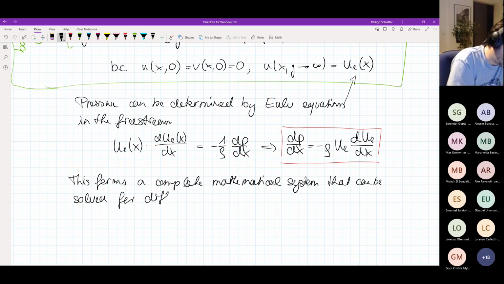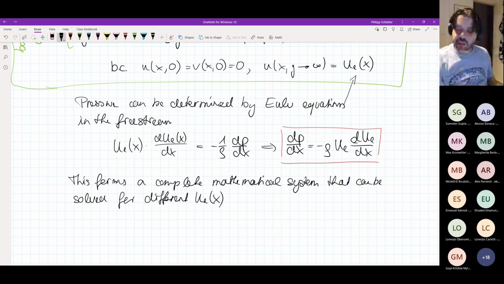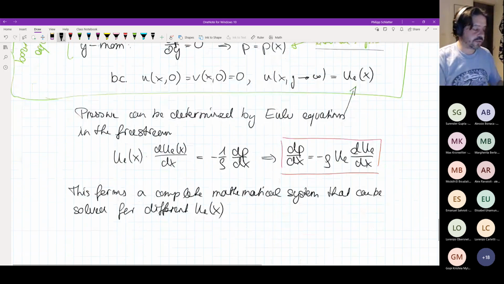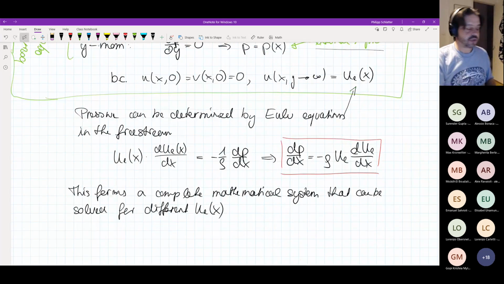So this can be solved for different UE of x. Just suppose you know a certain velocity distribution, you can now go in and solve this system of partial differential equations, and then you have your velocity profile, your boundary layer profile.